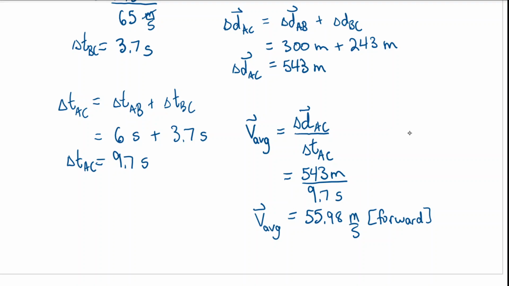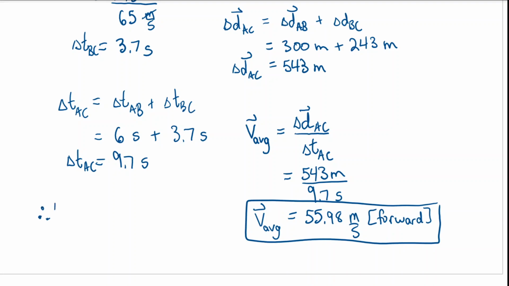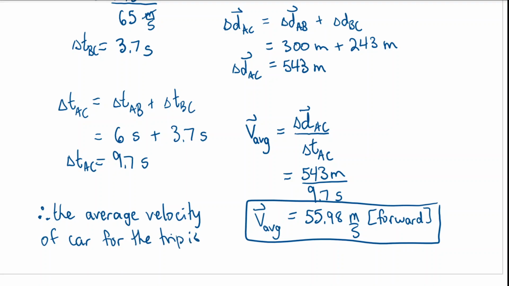Now, it's not to the correct significant digits, but the process is what we're concerned with right now. And we'll just write this out. We'll box this answer. I like to just clearly state the final solution. And you can write a little conclusion. The average velocity of the car for the trip is 55.98 meters per second forward.